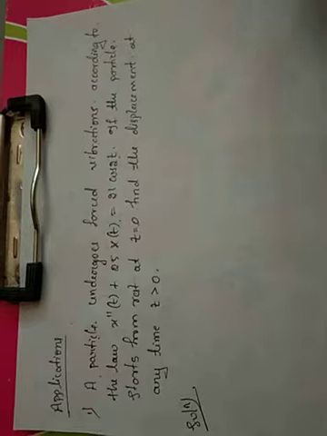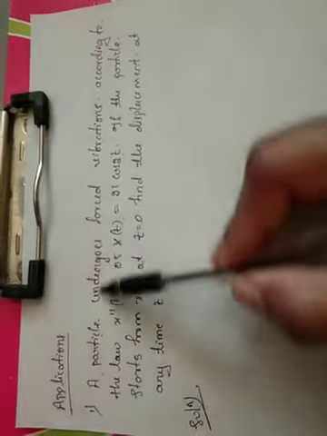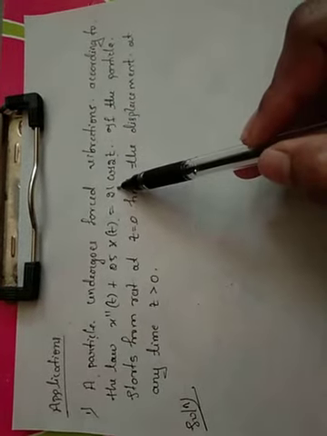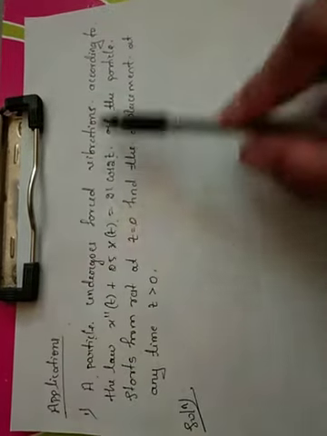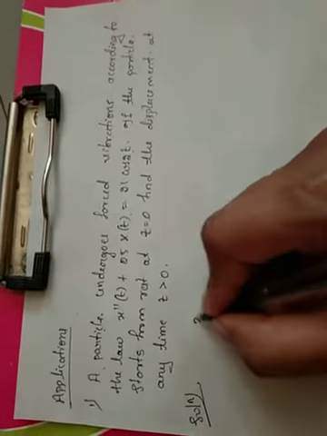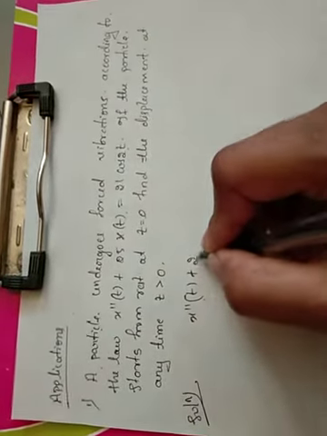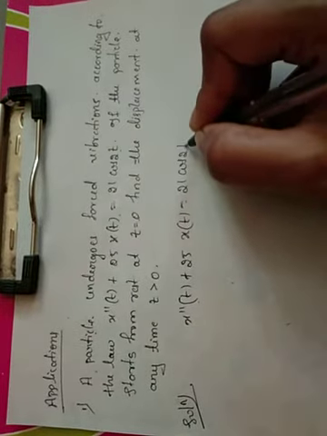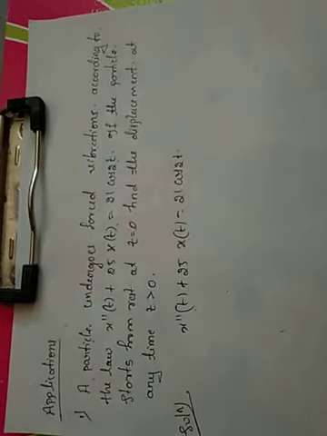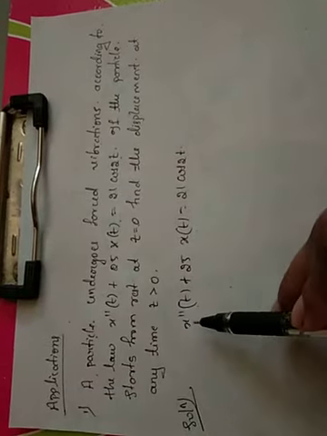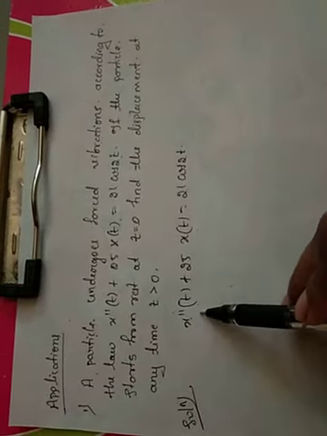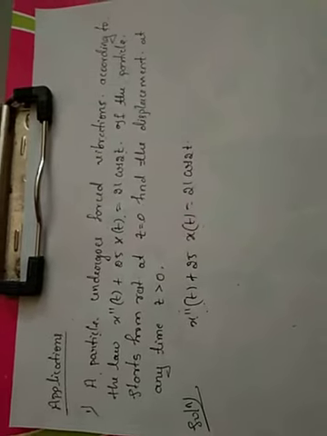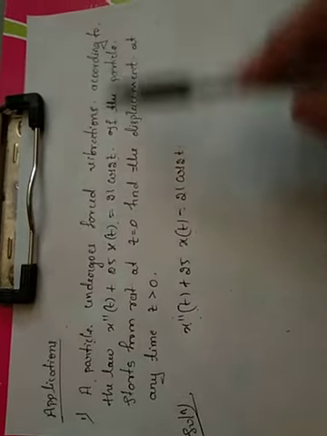So first you have to read the question and understand it correctly. x double dash of t plus 25x of t equal to 21 cos 2t. According to this, the particle undergoes a forced vibration. So x double dash of t plus 25x of t equal to 21 cos 2t is your differential equation in terms of the variable t. Here the differential operator is d square x by dt square. Clear?